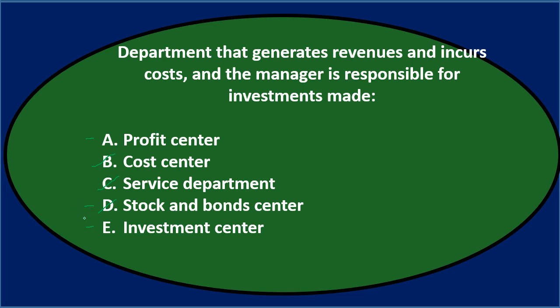Profit center, investment center. These two centers could have revenue and expenses, but the investment center is usually responsible for longer-term investments. That's typically the difference between these two. With the profit center, you're typically thinking of current, short-term, day-to-day operations that generate revenue, and the costs are incurred by the center to do that. The investment center might be investing in more long-term items and needs to manage those. So final answer is E. Department that generates revenue and incurs costs, and the manager is responsible for investments made: E, investment center.